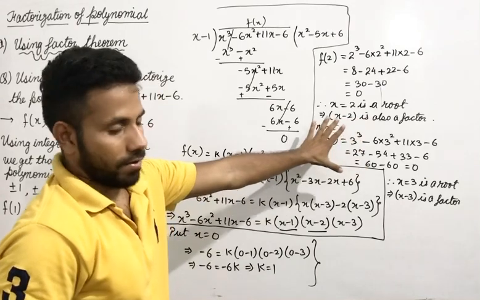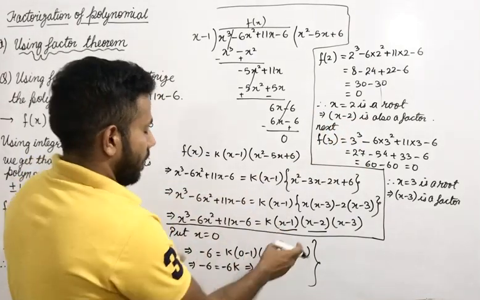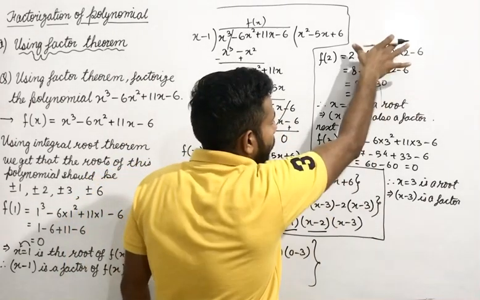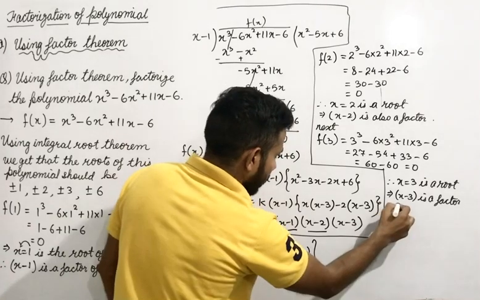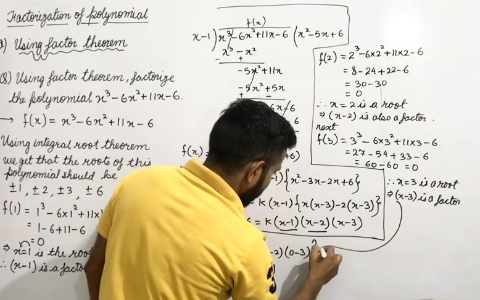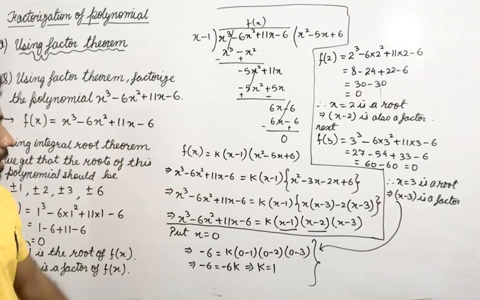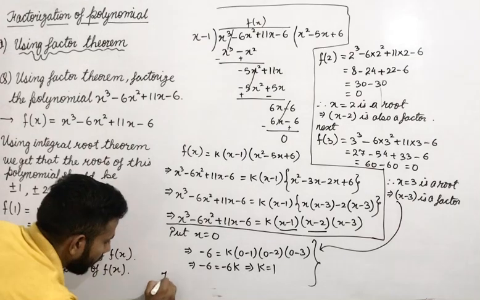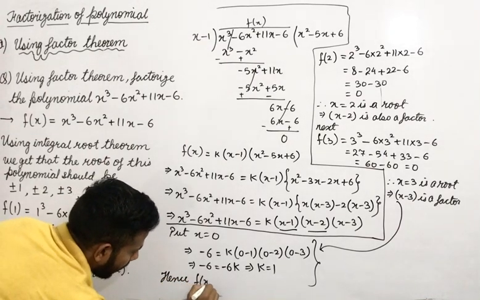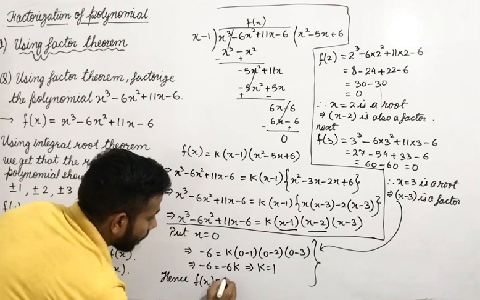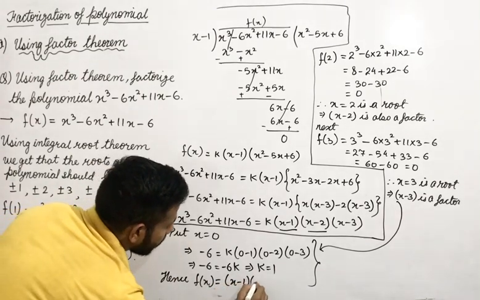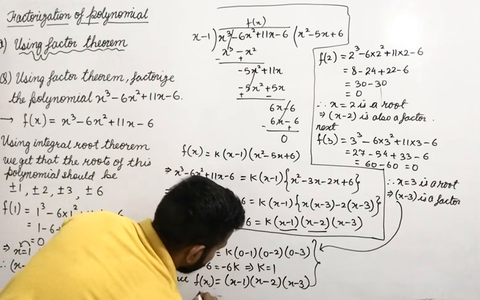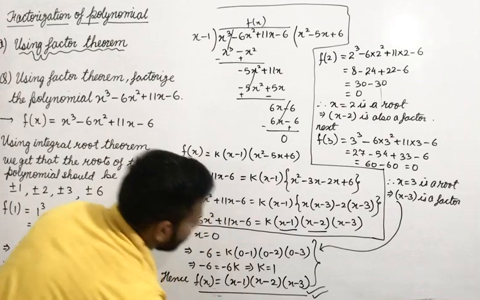After writing till here, do it till here, then go solving this one, and after that write it like this. Write hence f(x) equals (x minus 1)(x minus 2)(x minus 3). This is factorized. This is the answer.